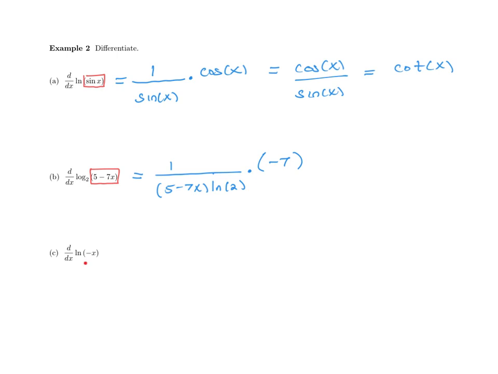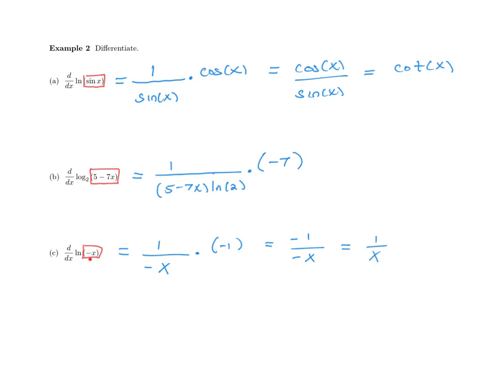Now what about in this last one, the natural log of just negative x? Here we still have a composition, but what happens here? So I'll mark the composition, and to take the derivative, we get 1 over negative x. But by the chain rule, you have to multiply by negative 1. You can put this into one fraction. This is negative 1 over negative x. And those negatives cancel to give you simply 1 over x.